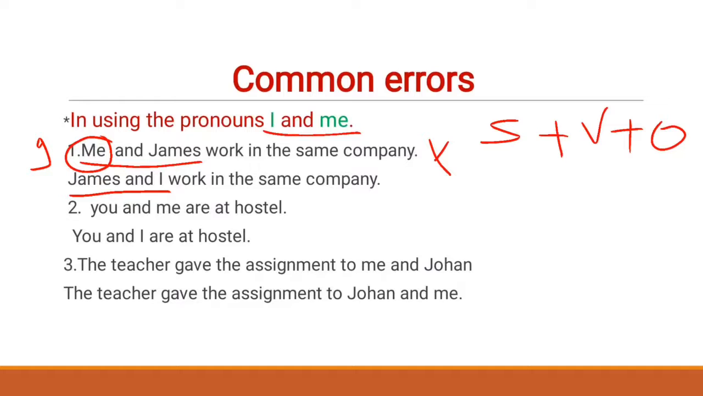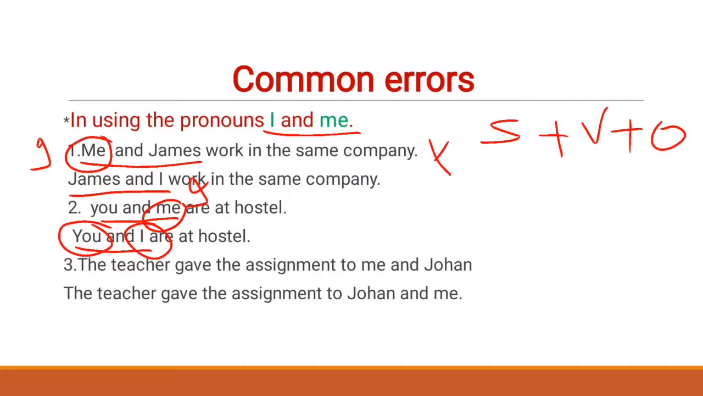Similarly, you and me are at hostel. Now it's easy for you to find the error here. Here you and me both are subjects. So we will be using the subjective case I. So the second sentence, you and I are at hostel, is correct. Here we have placed the second person you before I.